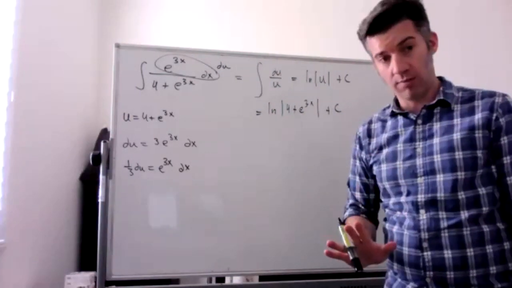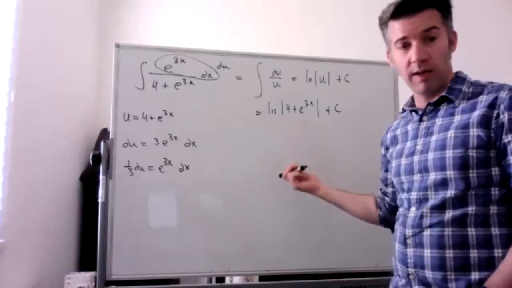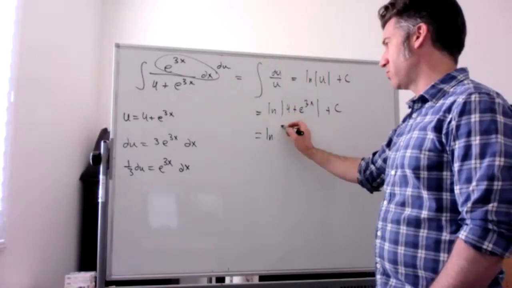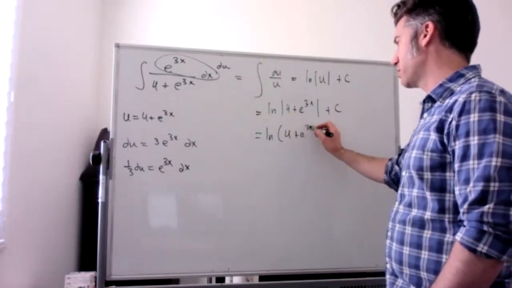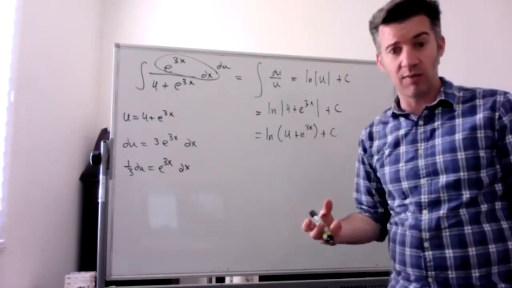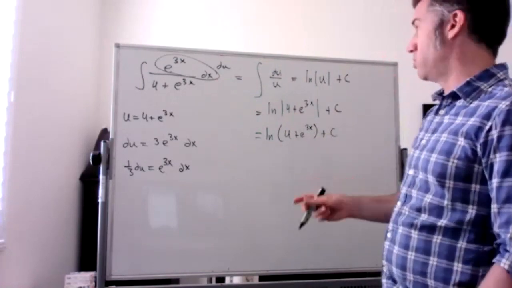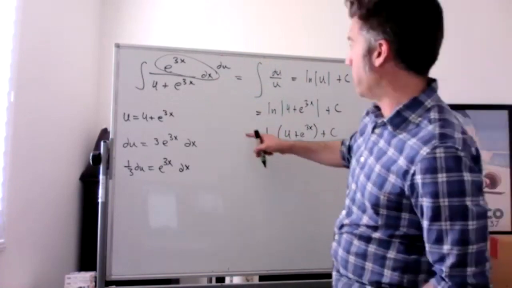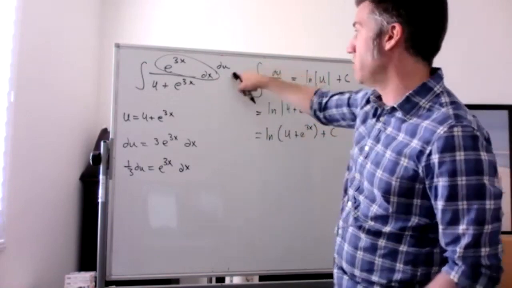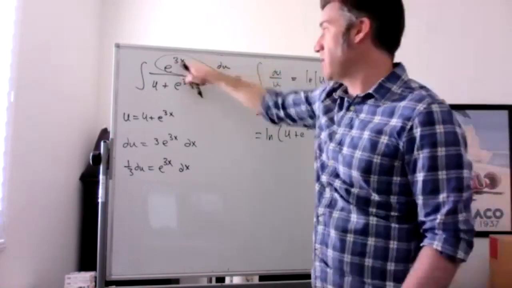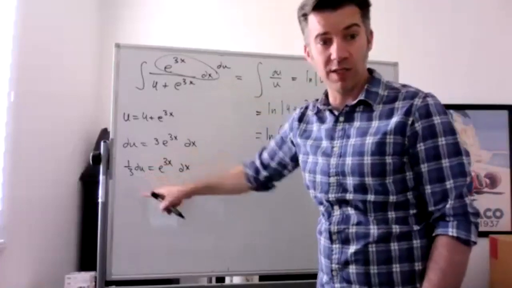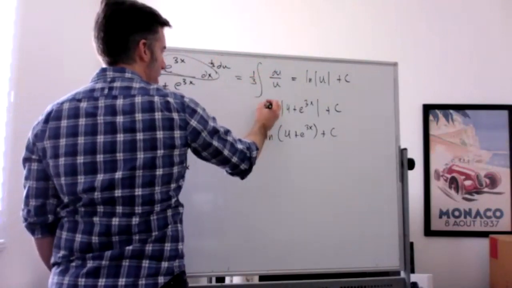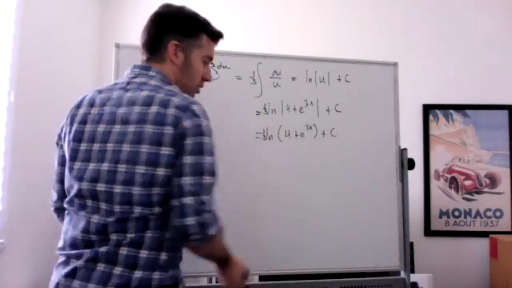One thing to note here, if you saw this problem in the textbook and the solutions manual, they would probably write the answer as the natural log of just 4 plus e to the 3x without the absolute values. And the reason they would get rid of them, oh, you're right, thank you for the message. I totally forgot the 1/3. Good call. My integral should have been not just du over u, because this isn't equal to du. This is equal to 1/3 du. Thank you so much. So there should have been a 1/3 out in front.